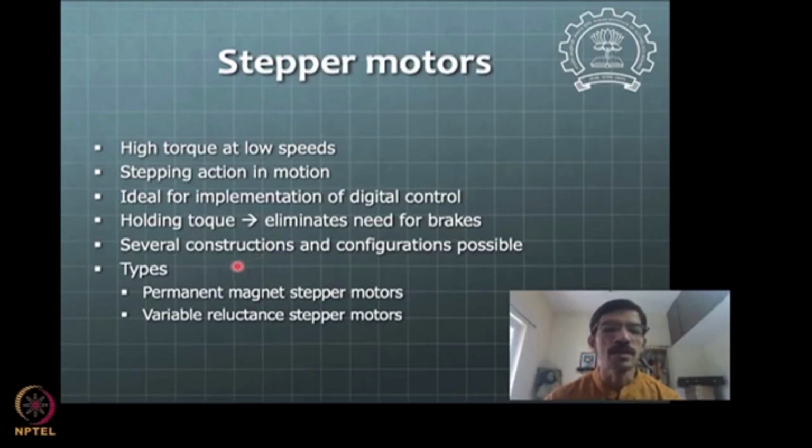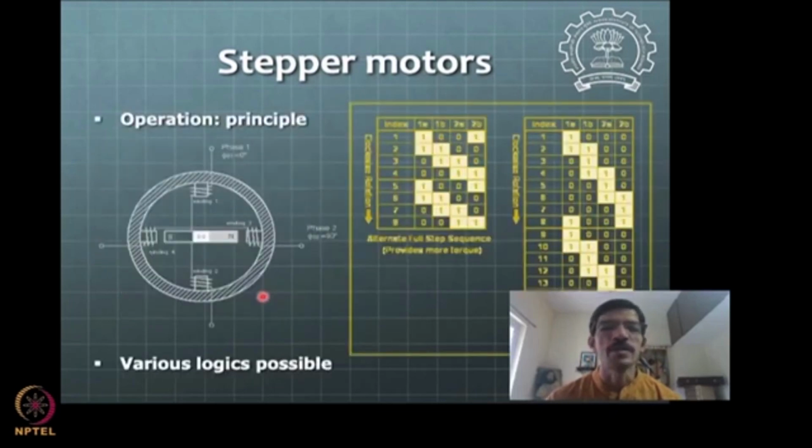Again, there are several constructions and configurations possible, so we'll get into some more details, but we'll give some kind of idea about how they work. For example, here, this operation principle is very simple. Here you excite one coil, and then you excite the next coil, the rotor will move to the next position. Okay, and then you'll have a sequence of excitation of different coils.